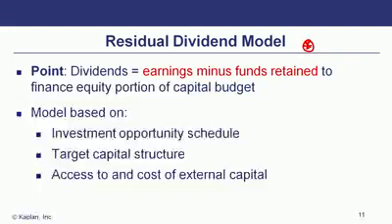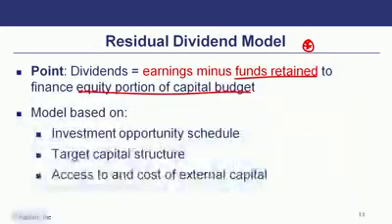Dividends are an afterthought. So dividends are going to be earnings minus retained earnings. These retained earnings are not random. They are systematically linked to finance the equity portion of the capital budget. So if the firm decides that they need $50 million worth of equity to fund capital projects, that is the retained earnings they're going to keep, and then whatever the earnings turn out to be minus that $50 million will be the dividends. So once again, dividends are an afterthought.